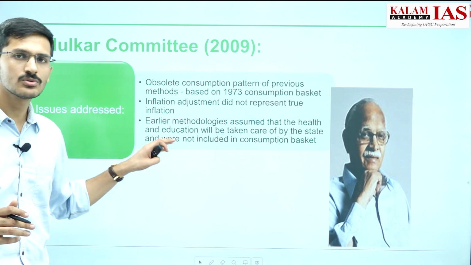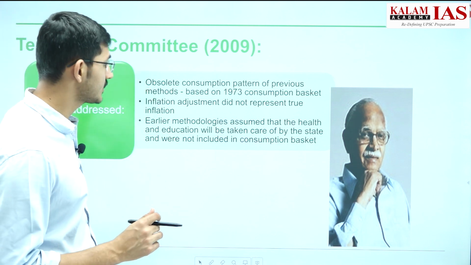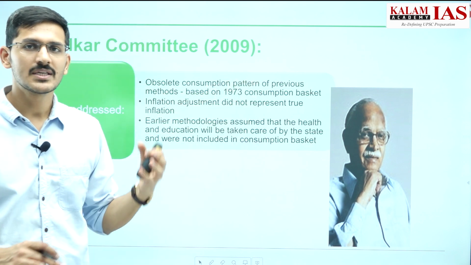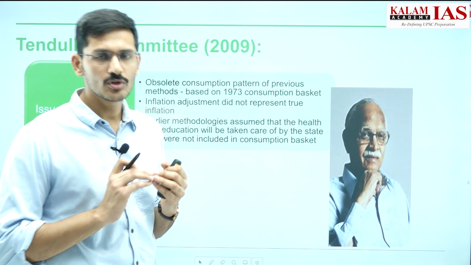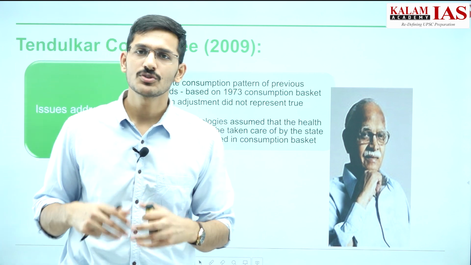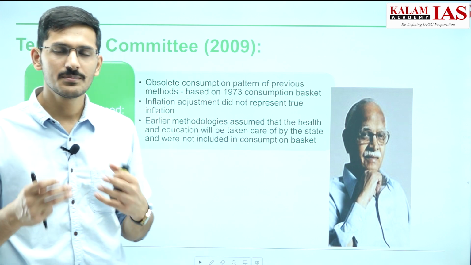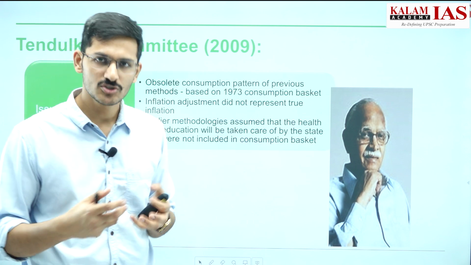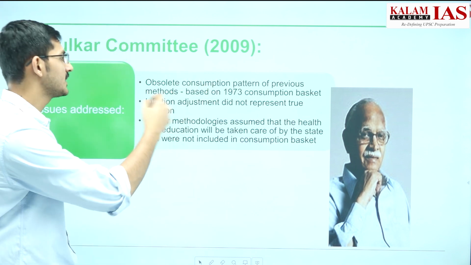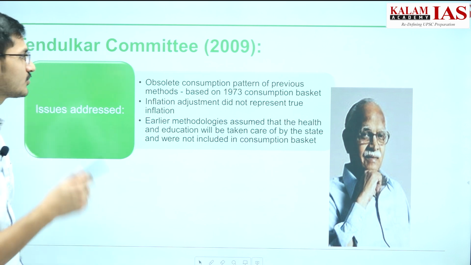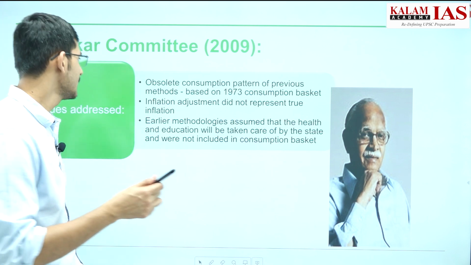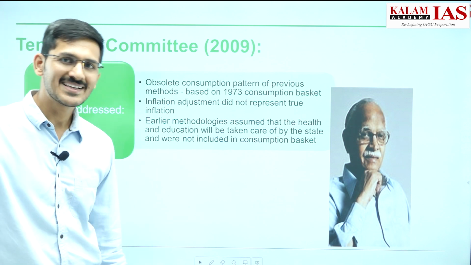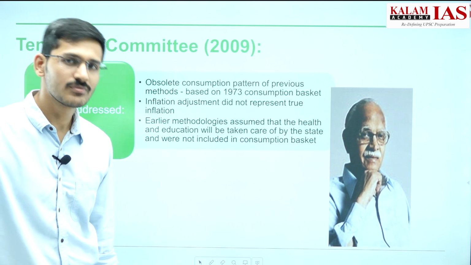The issue that was addressed by the Tendulkar committee was the obsolete consumption pattern of the previous committees. The previous committees defined poverty only on the basis of calories, and the consumption pattern was based on CPI-IW and CPI agricultural labor. So those were not reflecting the actual consumption expenditure of the people. So obsolete consumption expenditure of the previous methods was one of the issues it tried to address. And inflation adjustment did not represent true inflation. The inflation adjustment in the CPI agricultural labor and industrial worker did not represent the true inflation in the economy.